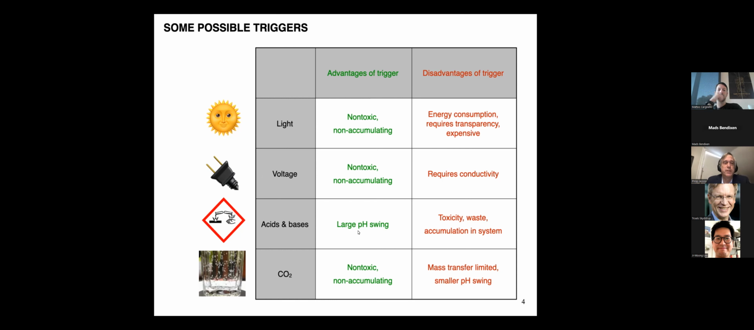Acids and bases can also be used. You can throw acids and bases, hydrochloric acid, sodium hydroxide, in your solution. It causes a nice big pH swing, and that's very easy to get lots of materials to change from their acidic form to their basic form and vice versa.